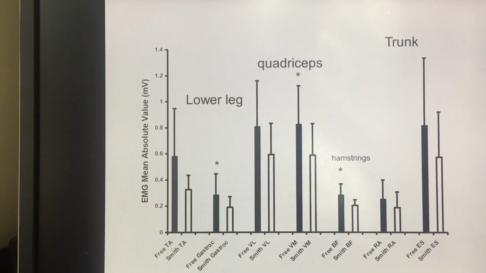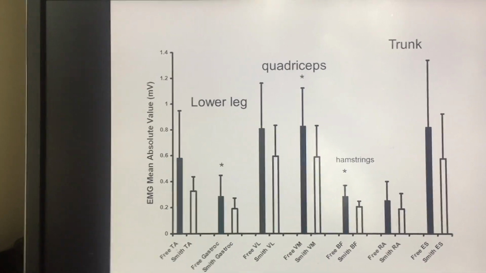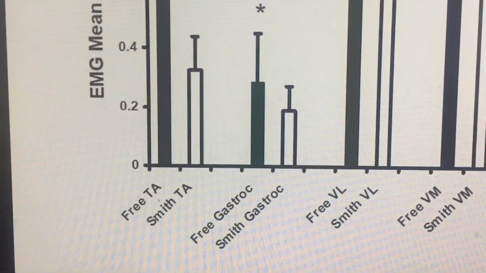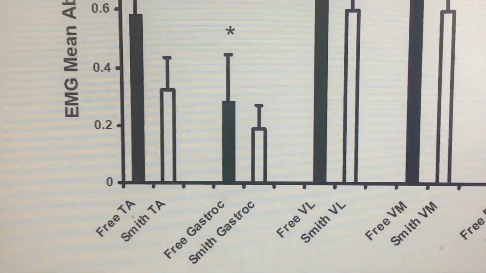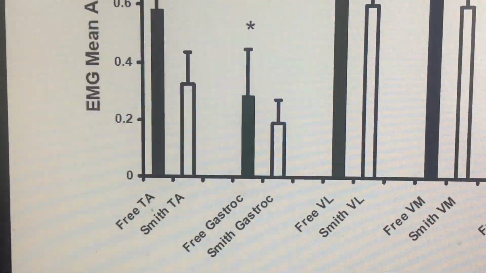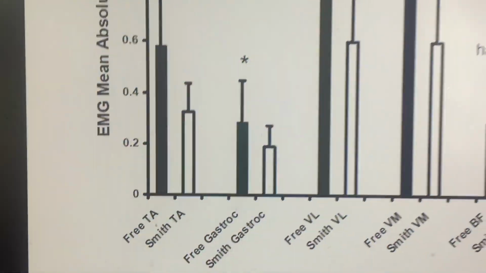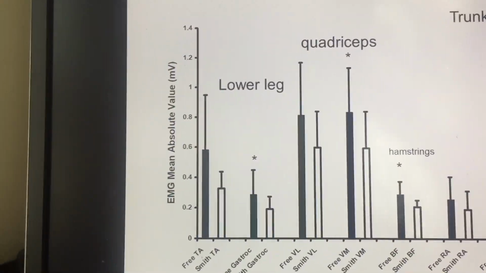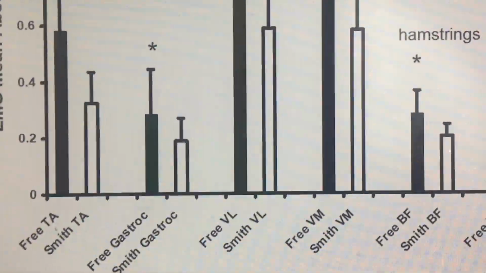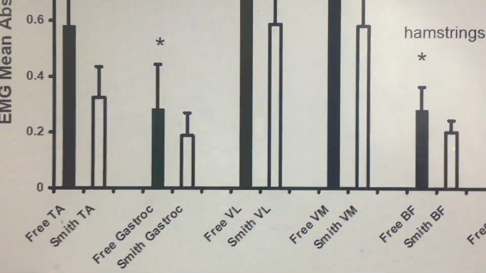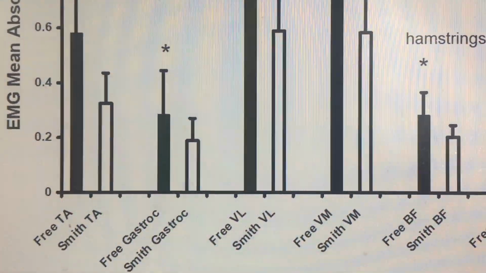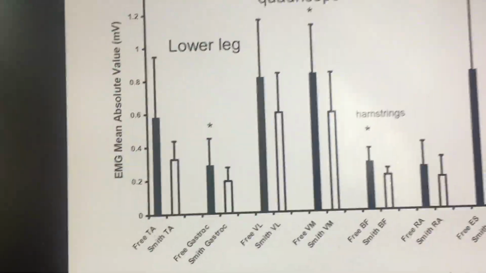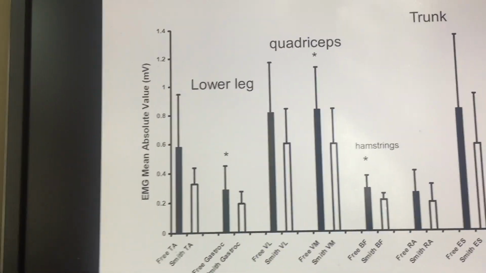And you can see I've divided them up into lower leg. The lower leg, you have your free weight TA, which stands for tibialis anterior. You have your Smith machine, and then you have your free weight and Smith machine gastrocnemius. So those are the muscles in the lower leg. The quadriceps, we have your vastus lateralis, that's the VL, and you also have the VM, which stands for your vastus medialis. So two types of muscles in your quadriceps.